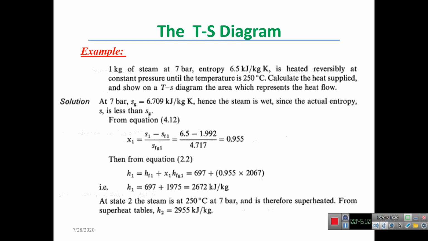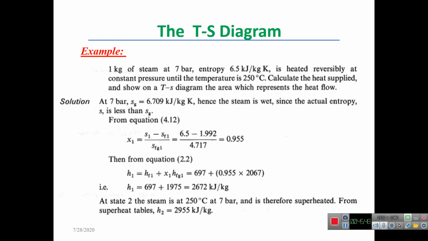At state 2, the steam is at 250 degrees centigrade at 7 bar. Now, this actually needs to be considered very carefully. When you are given that at this pressure you have a certain temperature, you cannot assume that the steam is still in the wet region, or on the dry saturated line, or in the superheat region. You have to find that out. Now, how to find that out? We go to the tables.